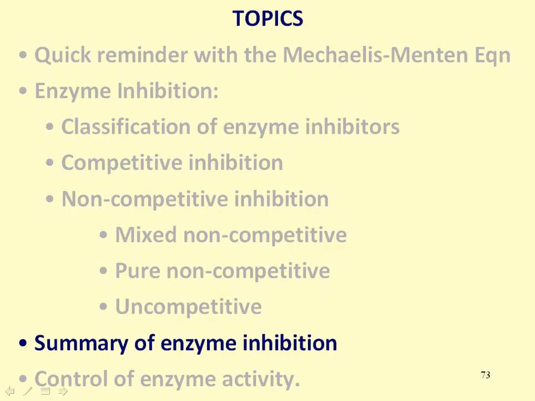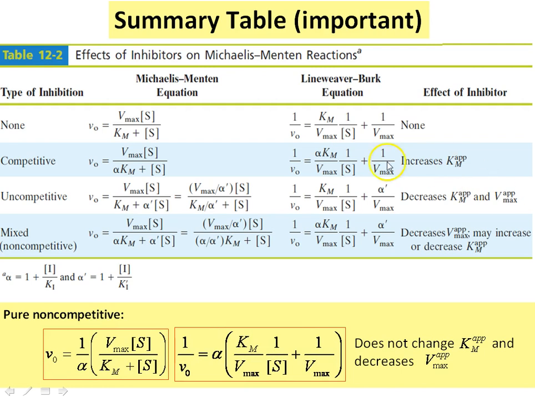So let's now summarize what has been said so far about enzyme inhibition. This is a table from the textbook to which I added one element, whereby we have the type of inhibition named, the Michaelis-Menten type equation with or without inhibitor, and the reciprocal Lineweaver-Burk equation, which is the double reciprocal version of the Michaelis-Menten equation, and the effect of the inhibitor.